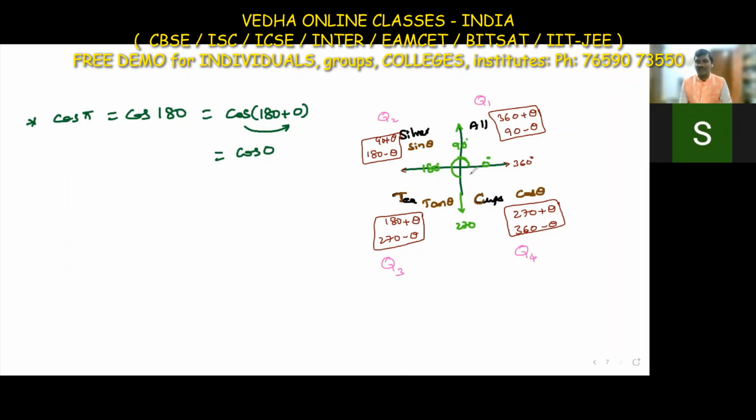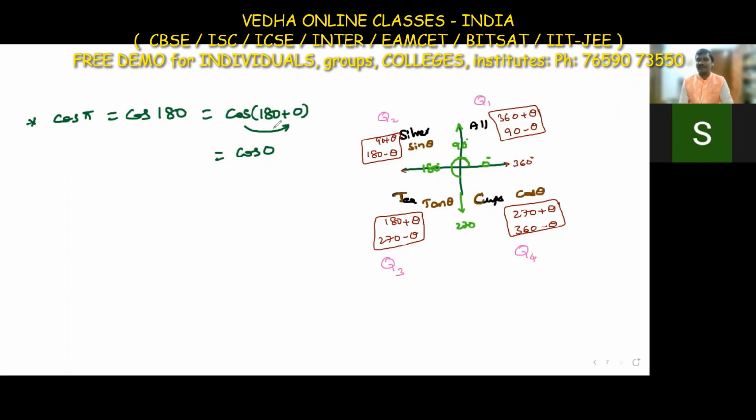For Q2, 90 plus theta and 180 minus theta, in that range, sine is positive and tan theta and cos theta are negative. For quadrant 1, the angle is less than 90, more than 0 degrees: 10 degrees, 20, 30, 45, 60 degrees, like this. So an angle less than 90 is in the first quadrant, and in this quadrant all are positive.